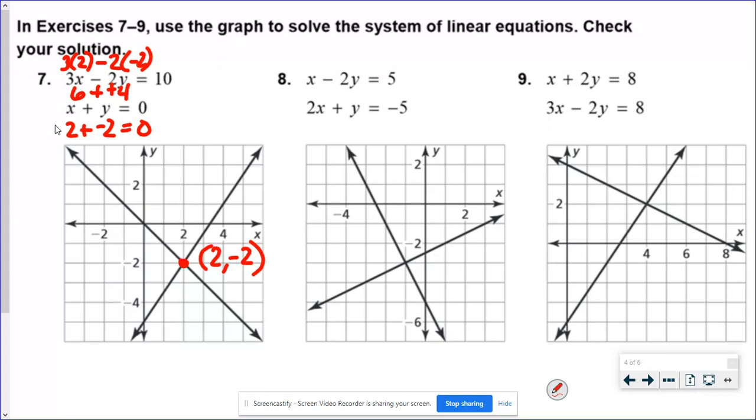So for number 8, this ordered pair is (-1, -3). Doing that substitution, the x is -1, subtracting 2 times -3, that's going to be -1 plus 6, and -1 plus 6 is 5. When I substitute into the second equation, 2 times -1 is -2, plus -3. -2 plus -3, yep, that's -5.